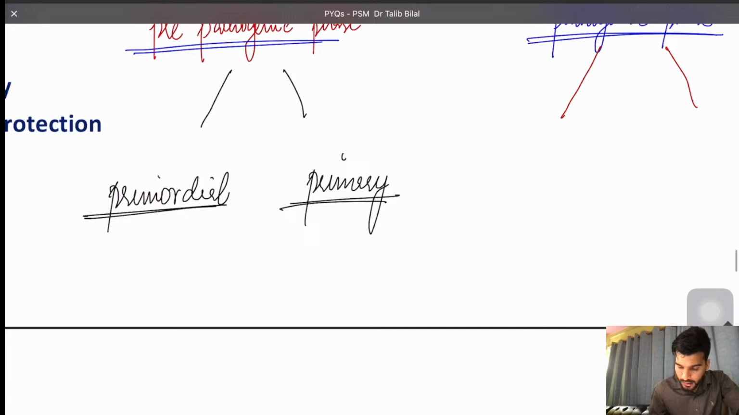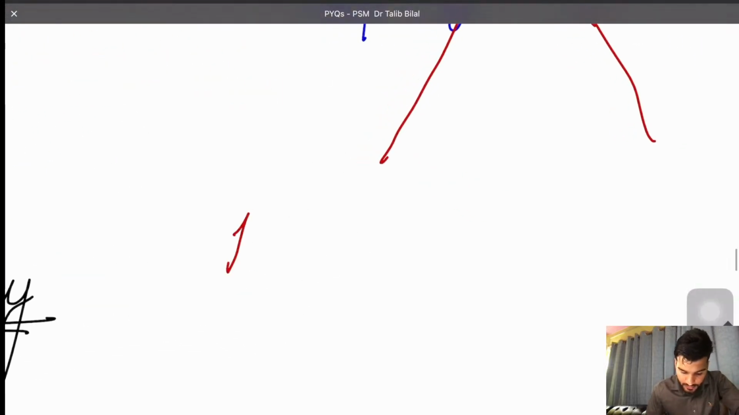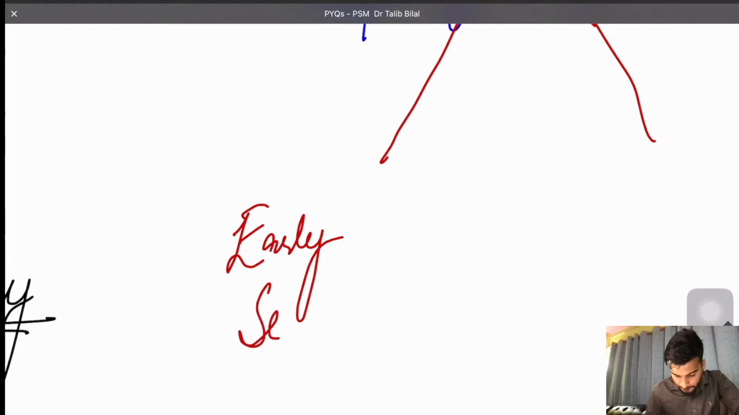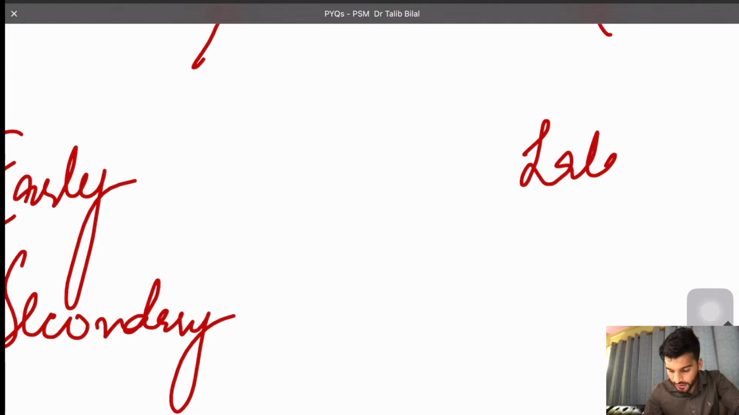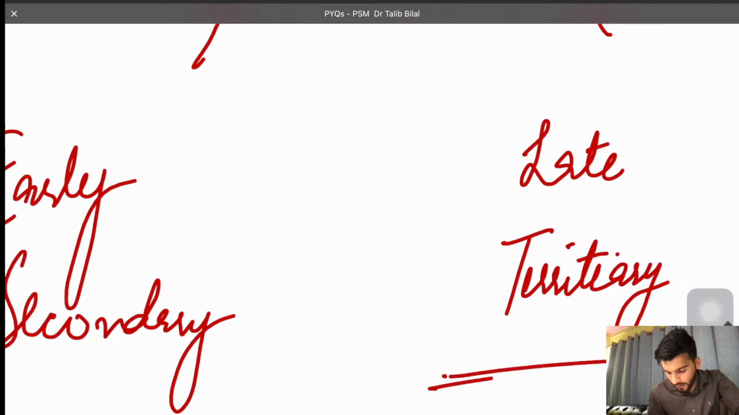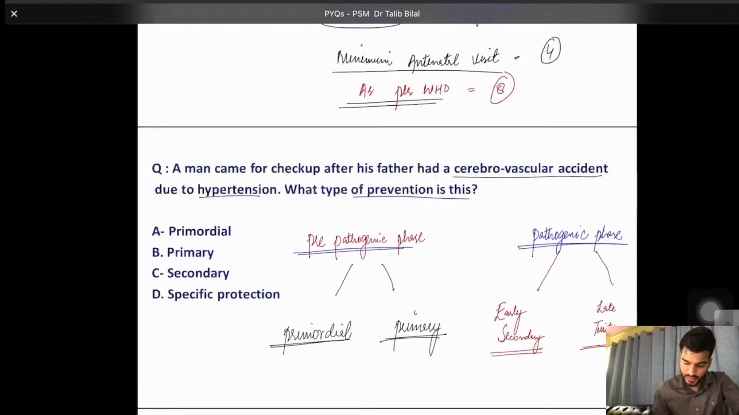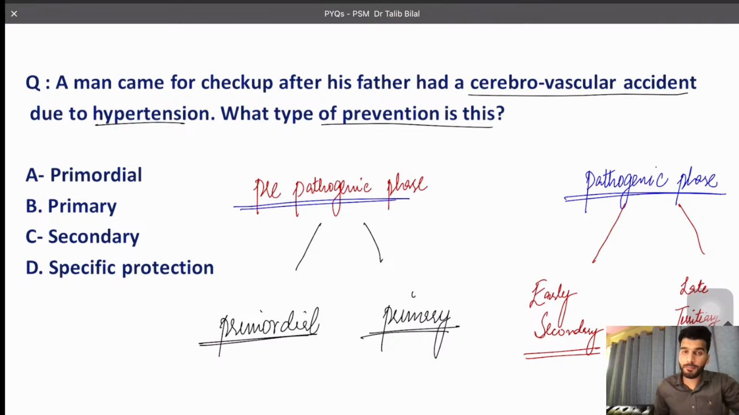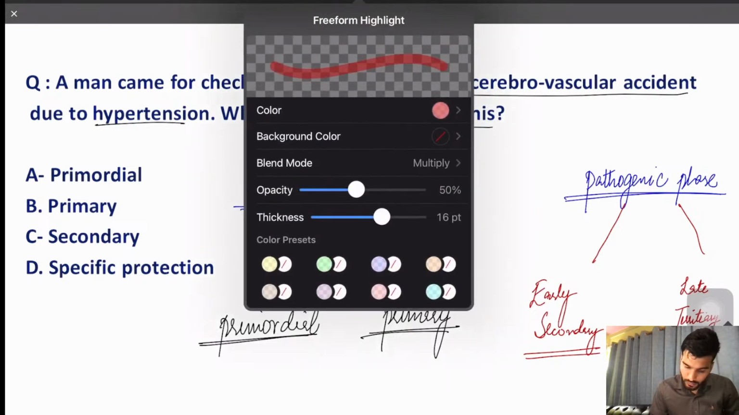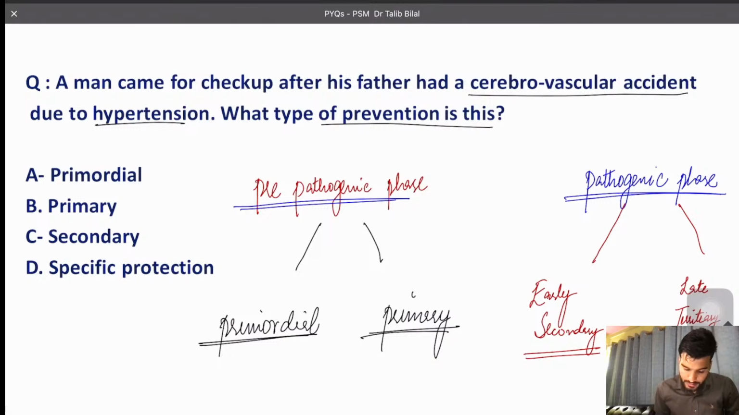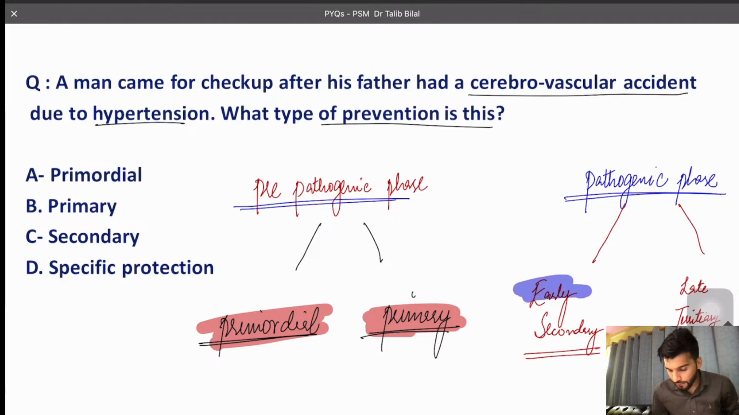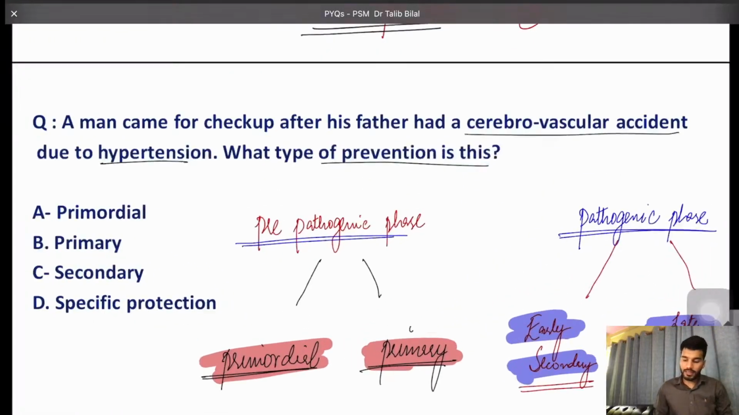And in the pathogenic phase, we have early secondary and late tertiary. So two phases. First, the pre-pathogenic phase. In the pre-pathogenic phase, what you will remember mainly is primordial and primary. And in the pathogenic phase, you will remember early secondary and late tertiary.